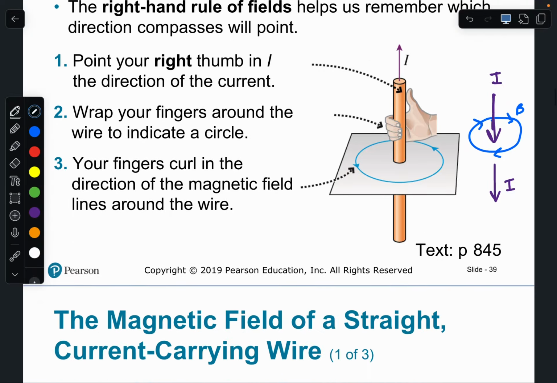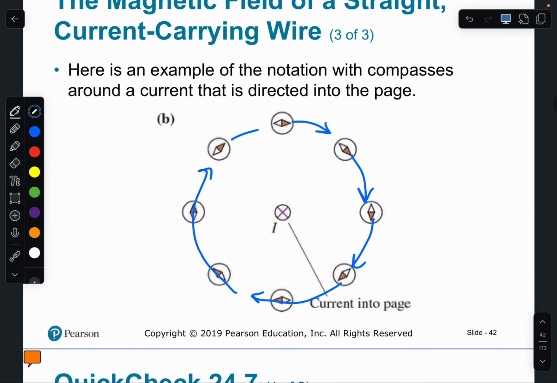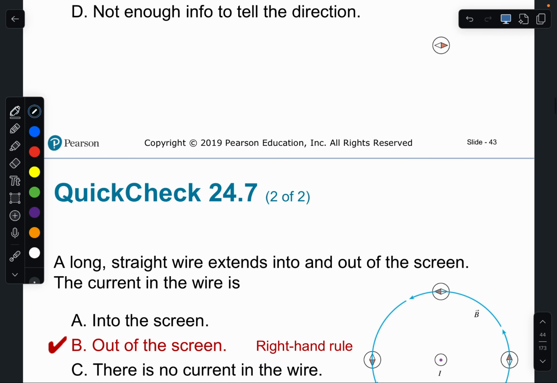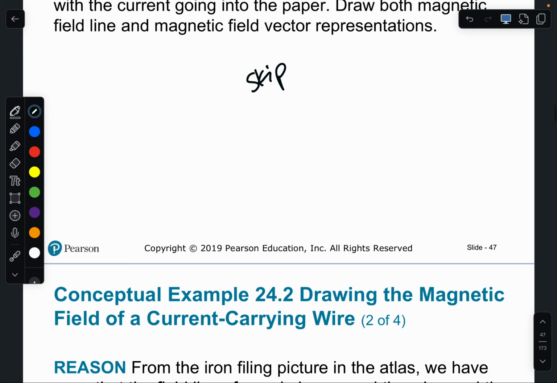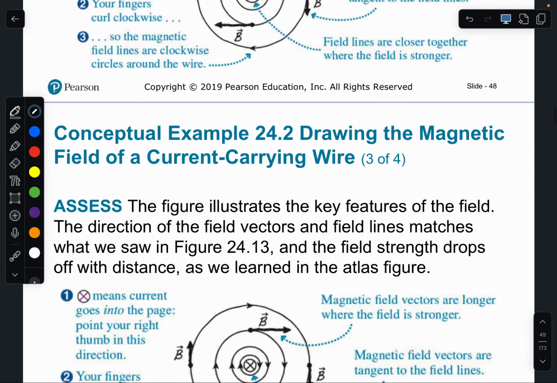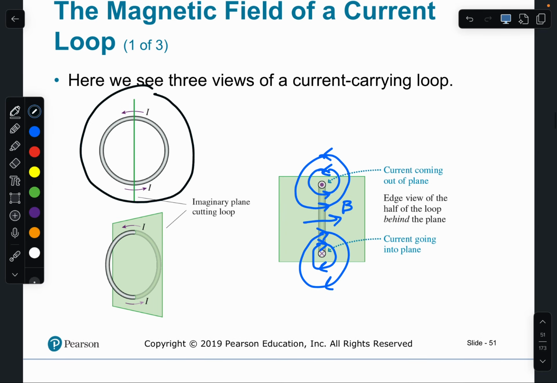Right-hand rule for curved wires, you'll need to take your thumb and move it around in the circle. So we'll do that. We're doing straight wires right now. Okay, straight wires create curved magnetic fields. Curved wires create straight, here we go.